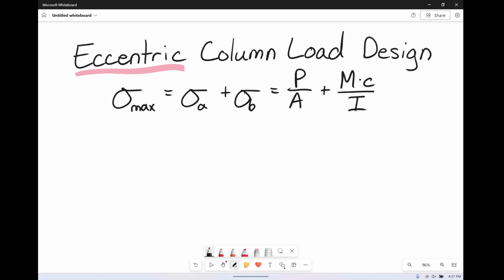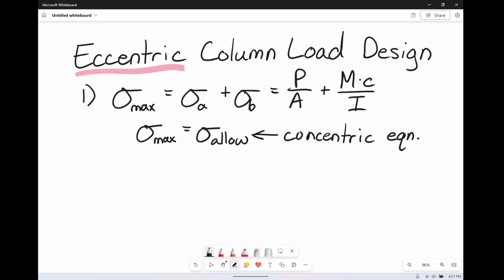And to do this, we actually have two different ways we can design columns for eccentrically loaded columns. We have what's called the allowable stress method, this one here, where we simply calculate sigma maximum, the maximum amount of stress, and set that equal to sigma allowable. And allowable, this guy here, is from the concentric equations, the same ones that we used before. This time the sigma that we have is not just P over A, it's also including bending.